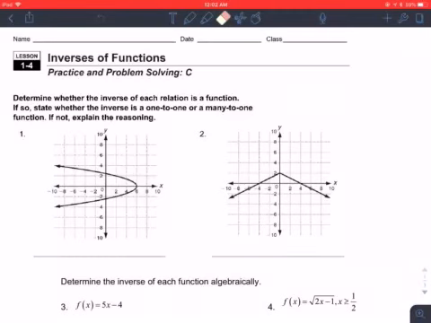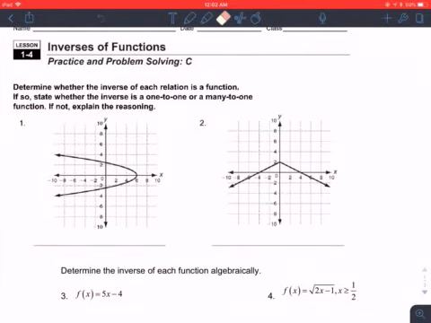Okay, if you're watching this video, that means you've already attempted this entire worksheet. If you have not attempted this worksheet, please stop the video, attempt the worksheet, then come back to watch for any questions you may have had on the worksheet.